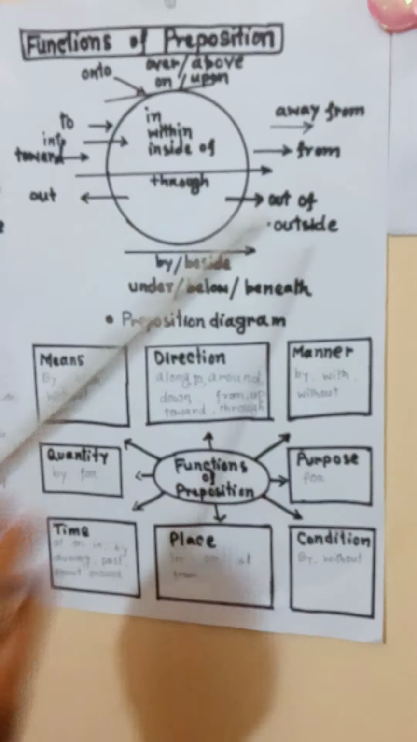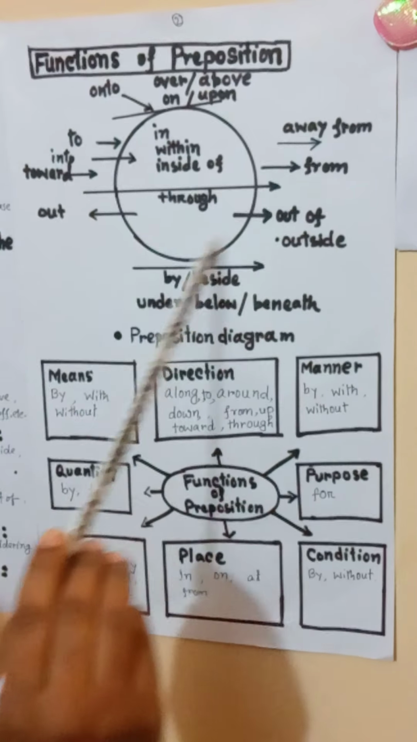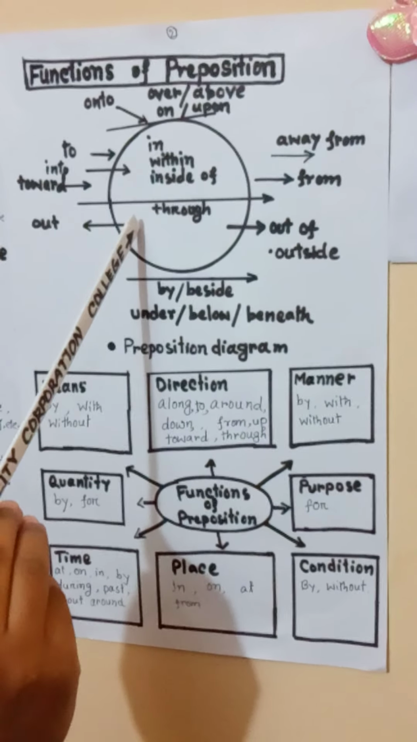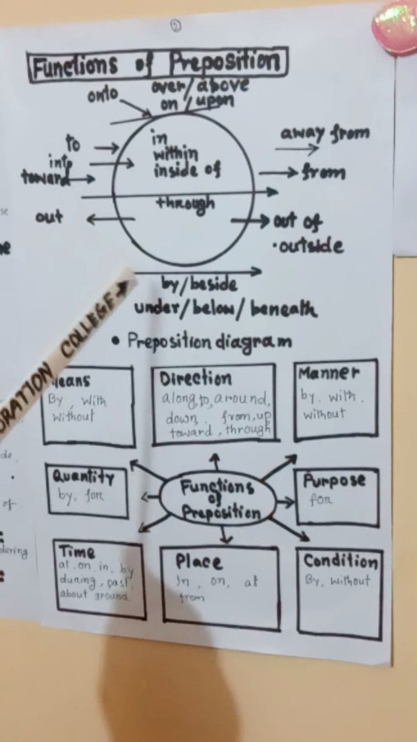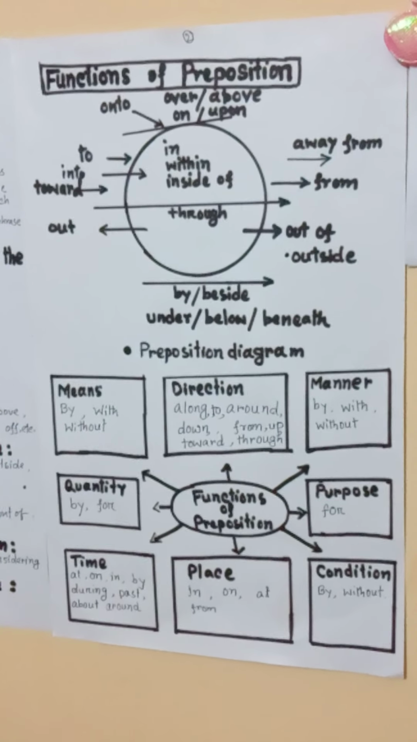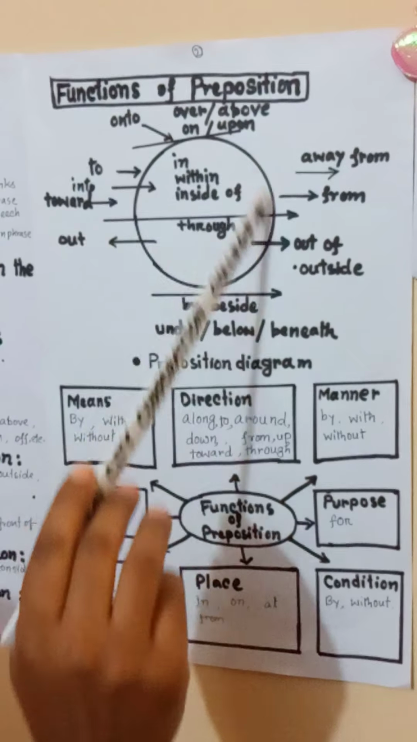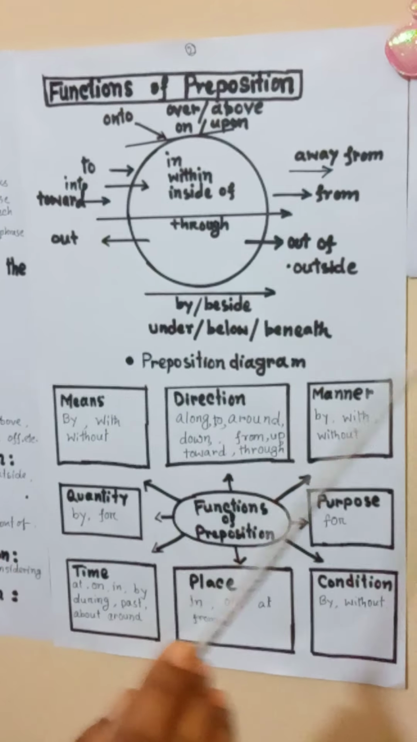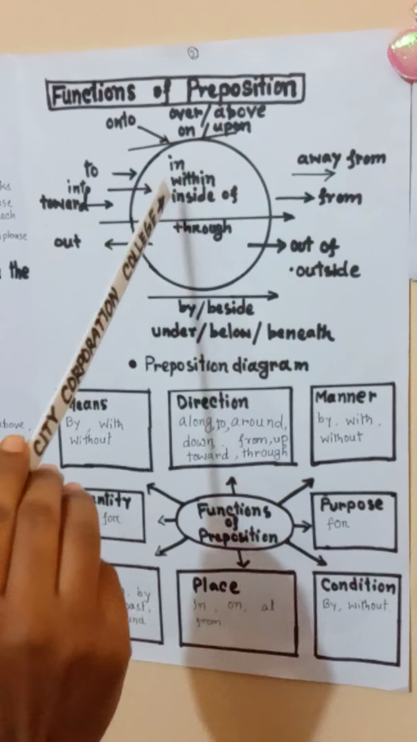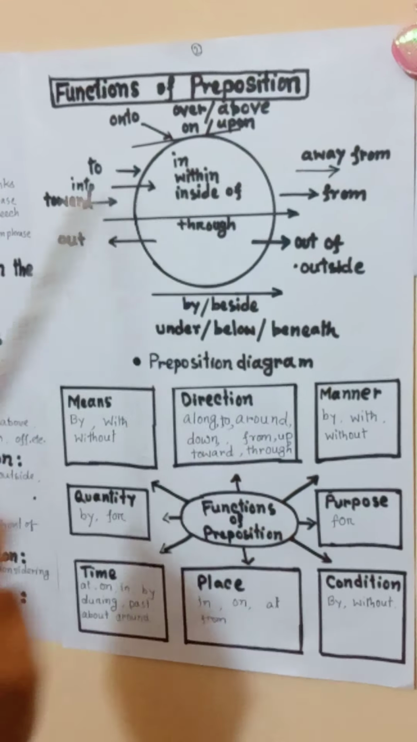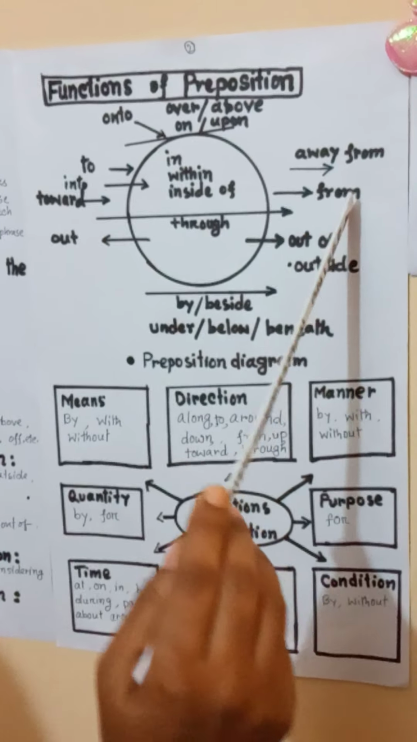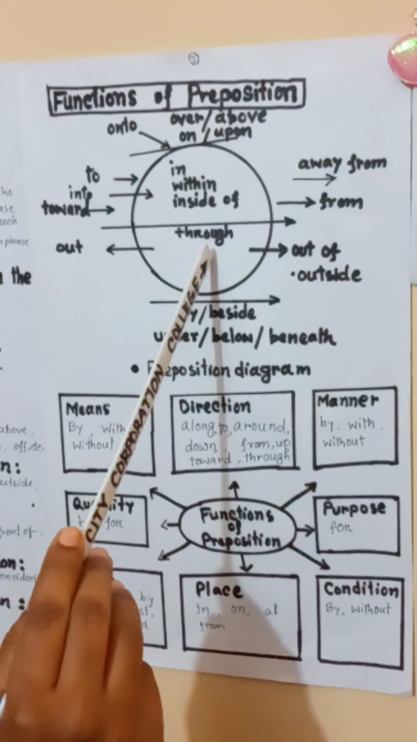These are all basic. Suppose this is a circle, that means this is an area. It may be circular, rectangular or square. Suppose you are in a room. So it is an area. If you are within this area, we can use these words: in, within, inside of. If you cross this area from this point to that point, you can use the word through.